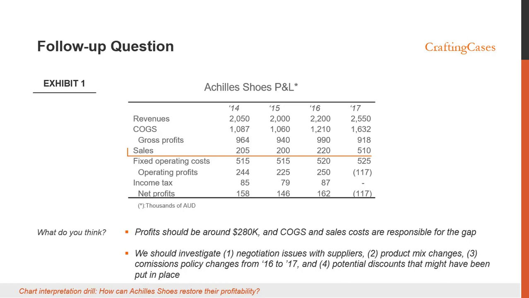And then we should understand commission policy changes from 16 to 17, and potential discounts that might have been put in place that could be coming up as sales costs. And those could explain the sharp increase in sales costs that accounts for $255,000 in our profit decrease. Okay? So the interviewer is going to say, okay, well, this is all very interesting.